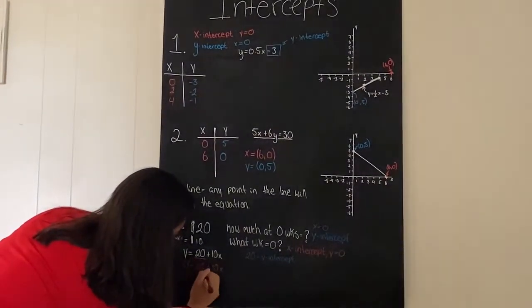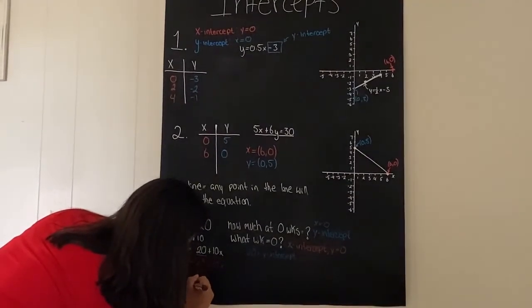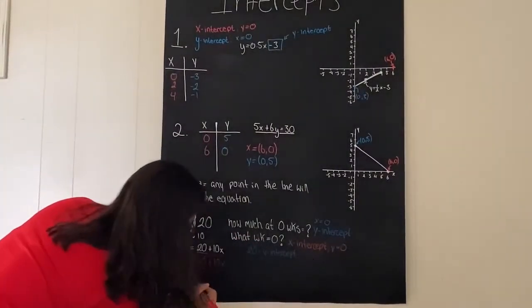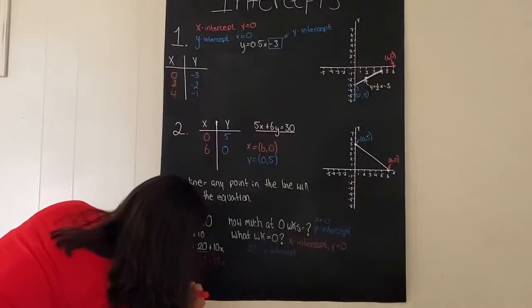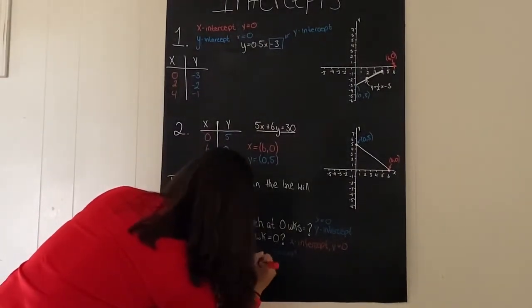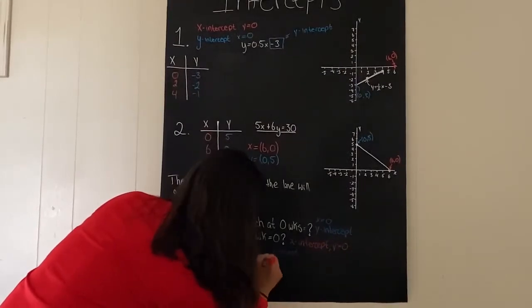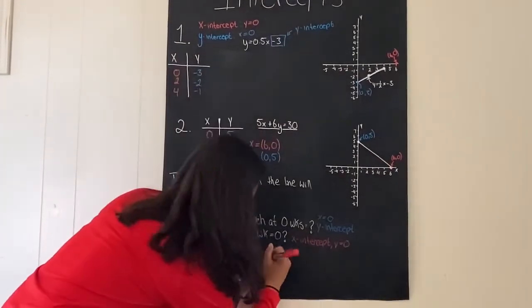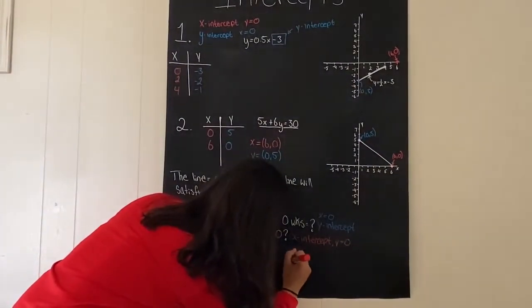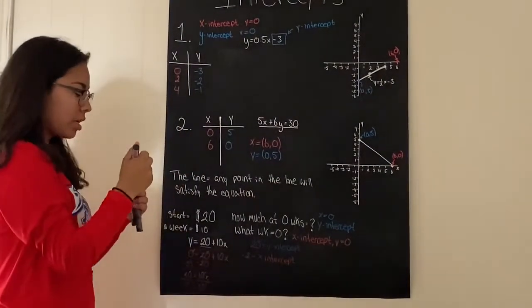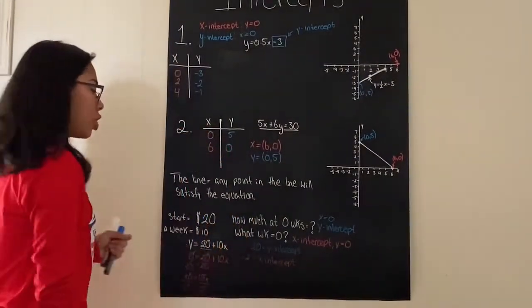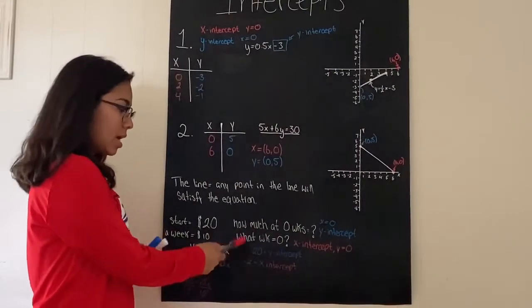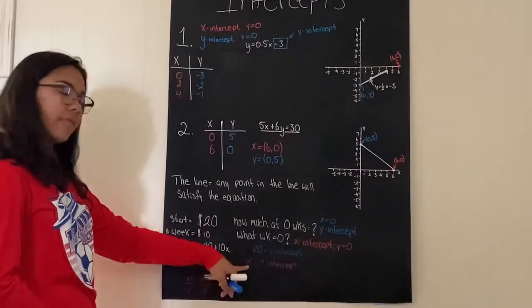So now you have -20 is equal to 10x. To leave x alone, you divide both sides by 10. So now you have -2 is equal to x. Now you know that your y-intercept is equal to 20 and your x-intercept is equal to -2. And when you graph that equation, you're also able to see that when it crosses the y, you have a y value of 20, and when it crosses the x, you have an x value of -2.